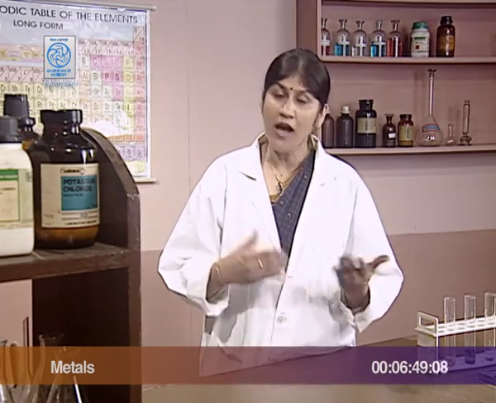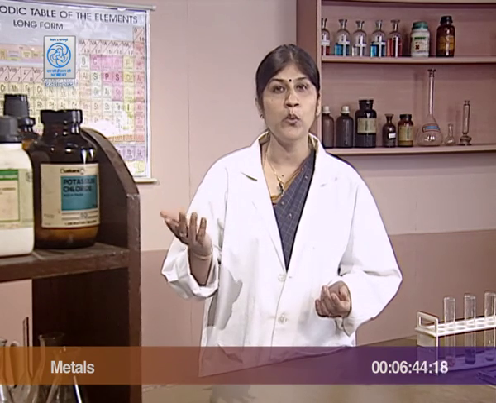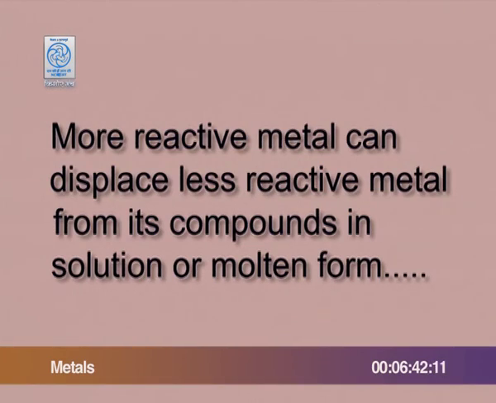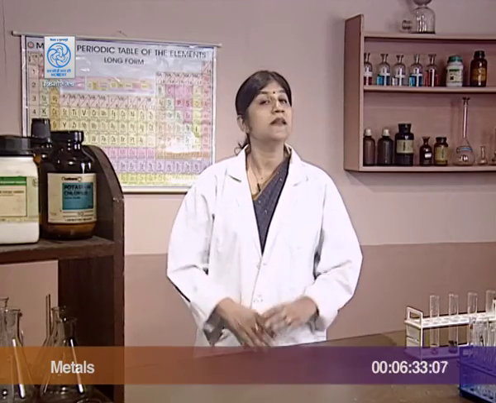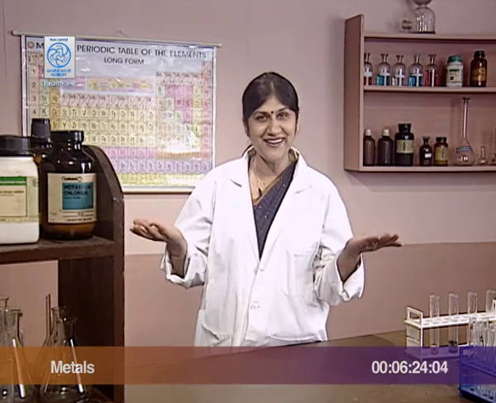Now we know that reactivity of metals with oxygen, acids and water is different. But how do we find which metal is more reactive than the other? Well, the more reactive metal can displace less reactive metal from its compounds in solution or molten form. Thus, by testing which metal is able to replace the other, we can find the relative reactivities of various metals.